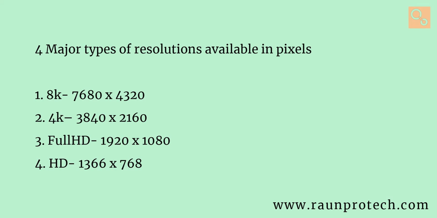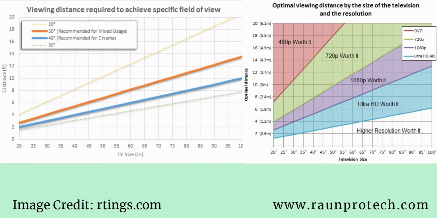Only a limited number of models are available in 8K anyway. Full HD is common between 10,000 to 25,000 rupees TV. HD is for below 10,000 rupees TV. I would say avoid HD screen if you can. Full HD is the minimum you should opt for if you are on a tight budget. Here is the chart which combines the size, the resolution and the distance.